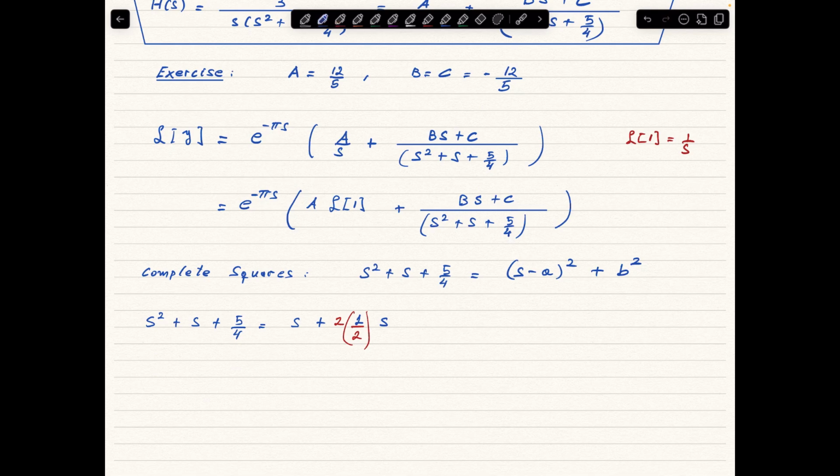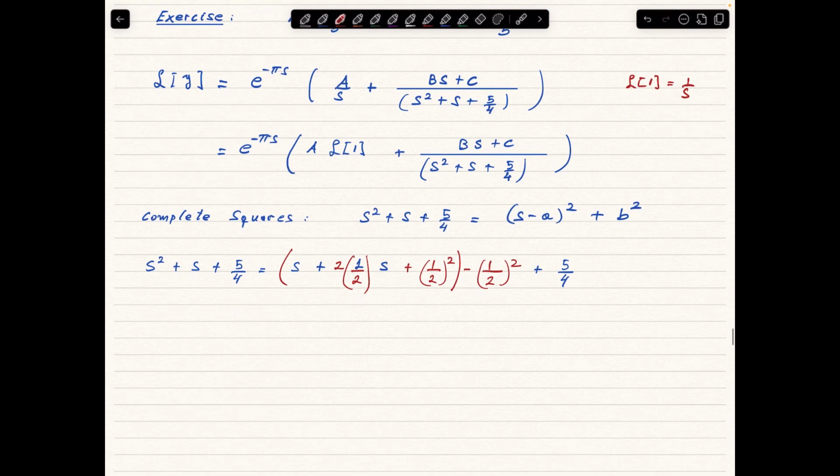And now what we do is, we are going to grab this 1/2, and we are going to add it square, and then we are going to subtract it square, and we still have the original 5/4. And now the first 3 terms, we're going to put them together. Why are we going to put them together? Because this is the complete square. And why is this a complete square, this thing here? Well, recall that whenever we have, where can we write it down?